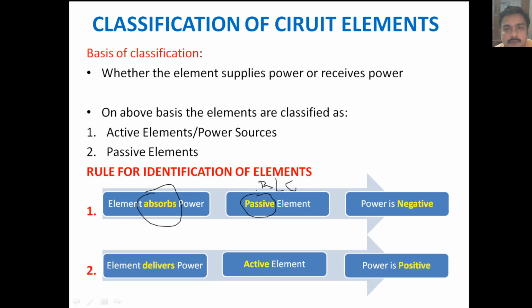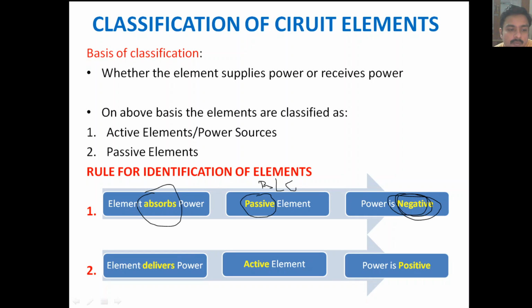Whenever the element absorbs the power, we have a convention in which we take the power to be negative. So in case of RLC, whenever we have to choose a sign for the power, we always say that the power in these elements, in passive elements, is always negative.